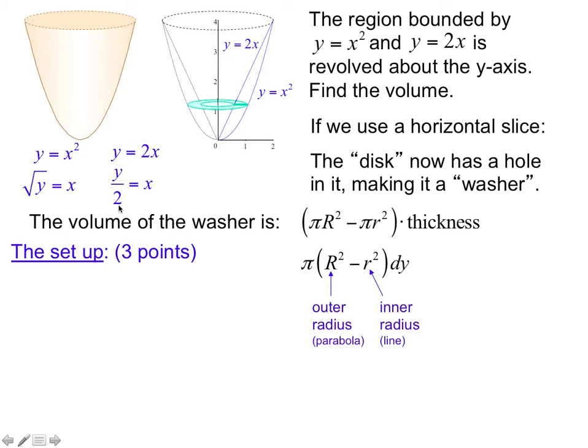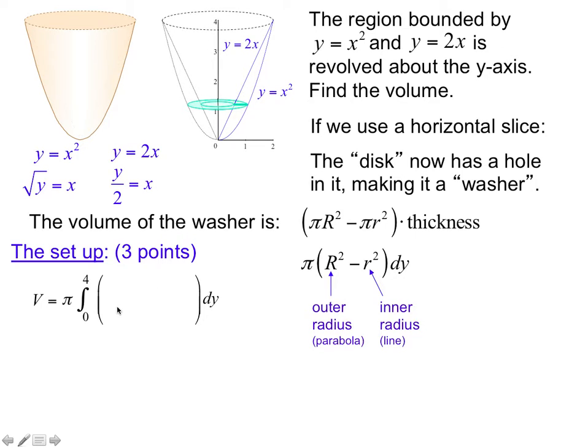And we get y over 2. So setting up the integral for the volume, we've got pi times the integral, and we're going to stack these washers from down here vertically all the way up to here, so from 0 to 4.